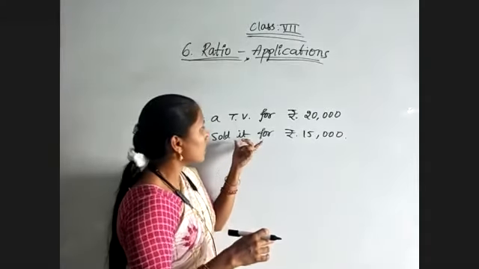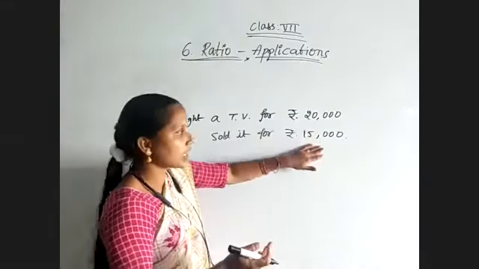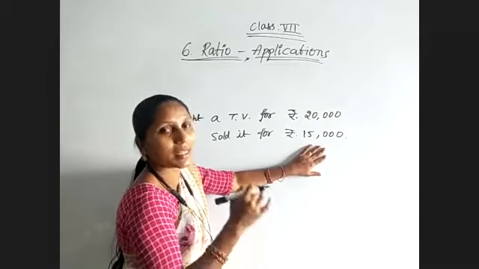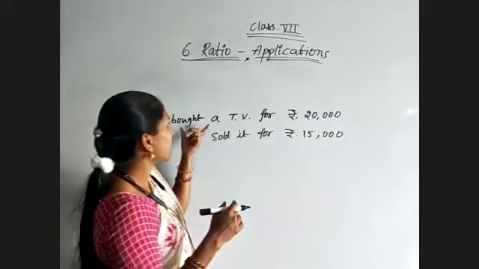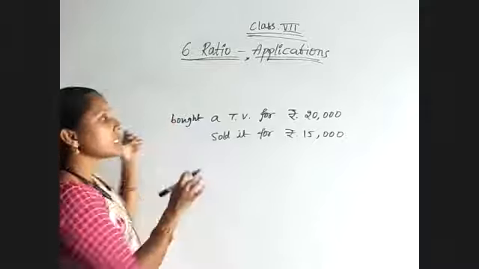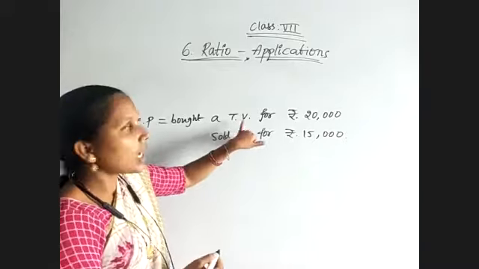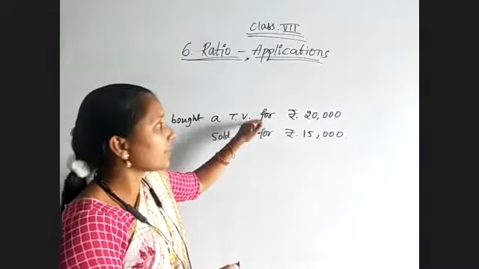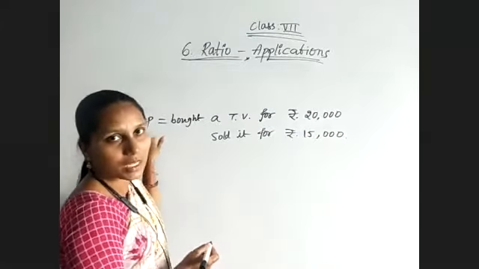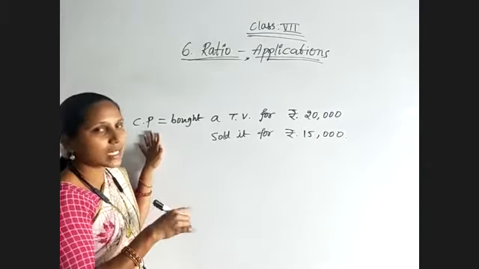Means whatever amount he spent on that, that one is more than what he is getting. So in that case he is getting loss, less amount he is getting means loss. Whatever amount he is using for buying an object is known as CP, cost price of the item. Here that item is TV and he is buying that TV for 20,000 rupees. Buying amount is known as cost price, CP. These are the keywords. CP is cost price. Cost price is nothing but buying amount.